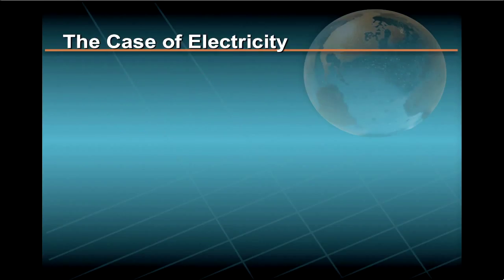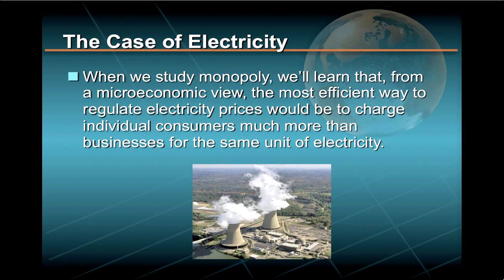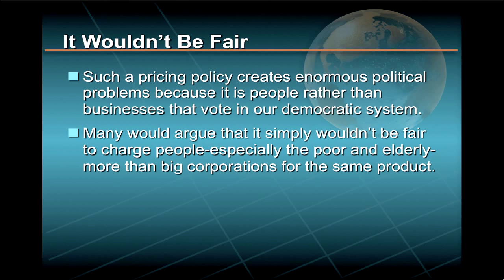Consider the case of electricity prices. When we study monopoly, we'll learn that from a microeconomic view, the most efficient way to regulate electricity prices would be to charge individual consumers much more than businesses for the same unit of electricity. However, such a pricing policy creates enormous political problems because it is people rather than businesses that vote in our democratic system. Moreover, many would argue that it simply wouldn't be fair to charge people, especially the poor and elderly, more than big corporations for the same product.